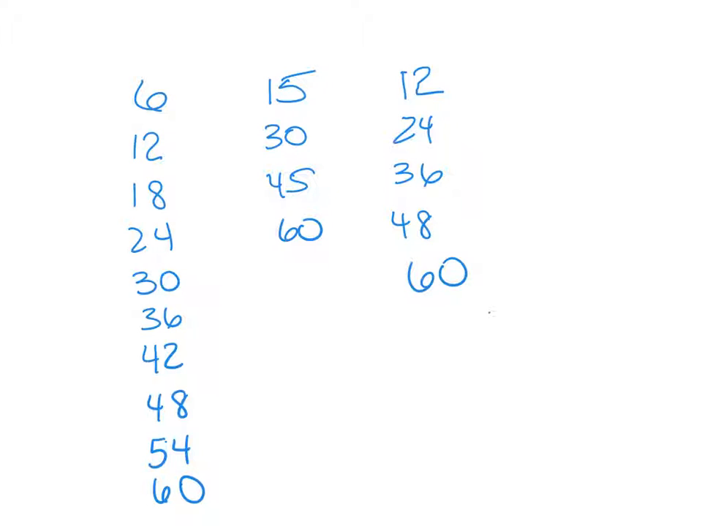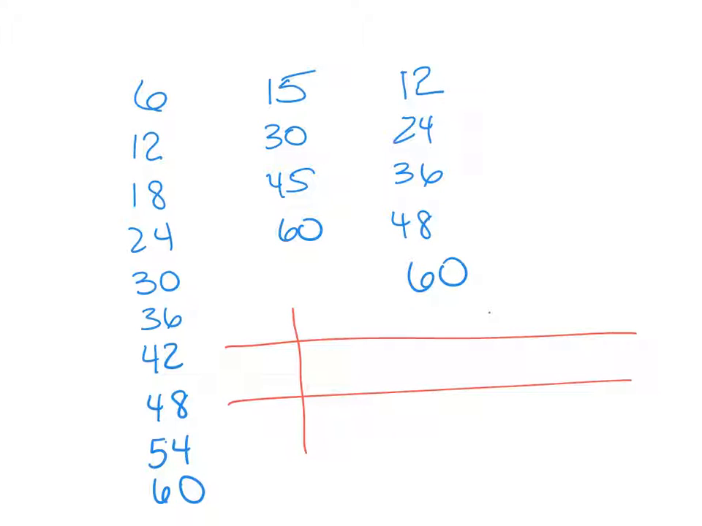And what I do is I build a chart and I put my three things here, 6, 15, and 12. And then I factor them completely. Everybody know how to do a factor tree? Well, 6 is 2 times 3. 15 is 3 times 5. And 12 is 2 times 2 times 3.